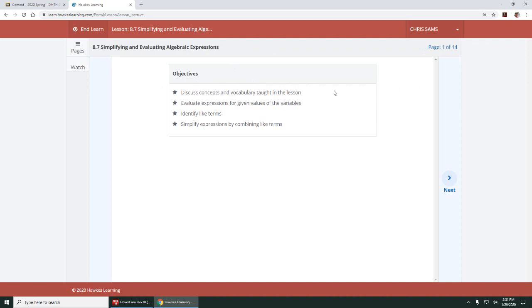So you want to discuss the vocabulary. You want to evaluate expressions for given variables. So sometimes they'll give you a variable and then they'll give you a value to plug in. You want to identify like terms, and then you want to simplify them by combining like terms. So these terminologies that we're going to be using will not go away. It's going to stay in math forever. So if you're going to continue doing math, it's going to be worth committing these to memory.